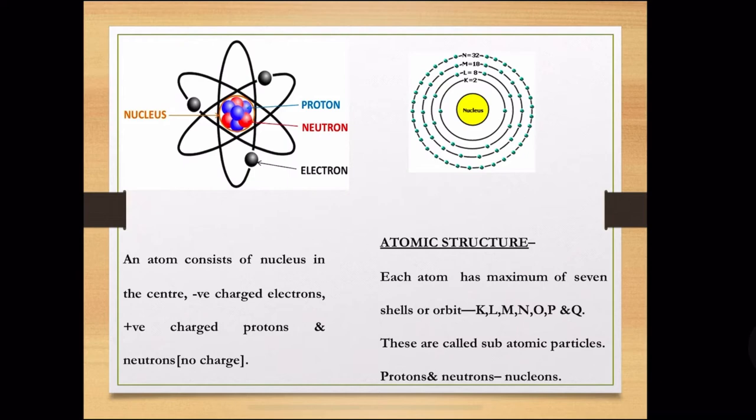The proton, P for P, is positively charged. The neutron, N for N, has no charge. And the electron is negatively charged.